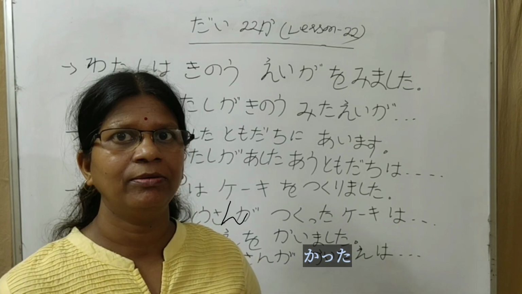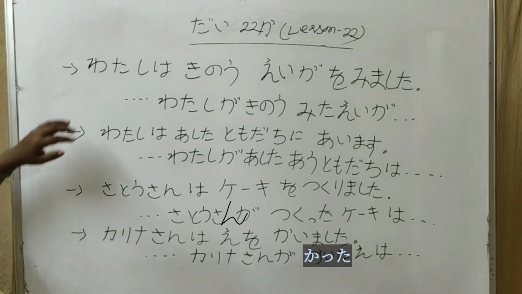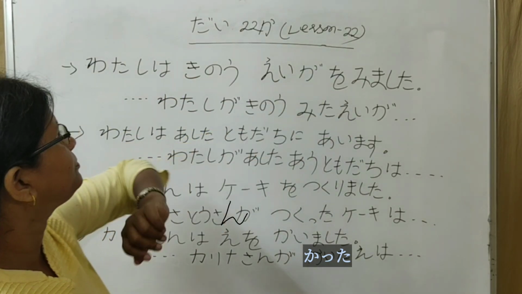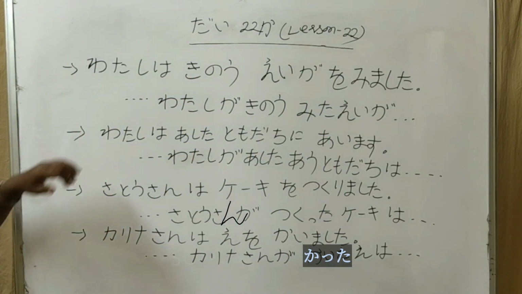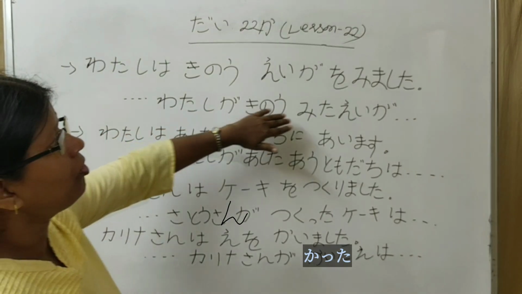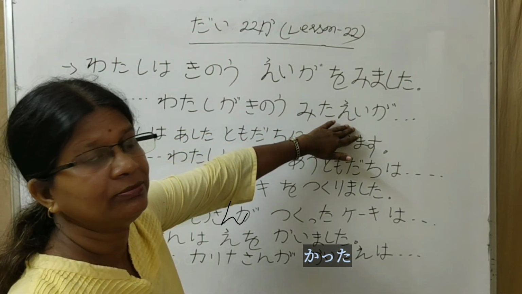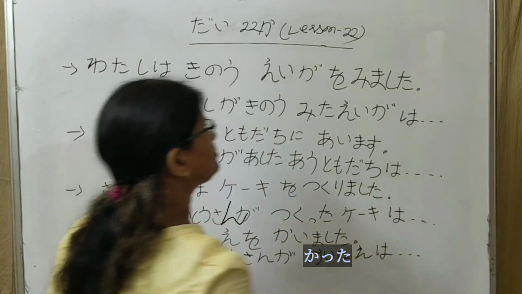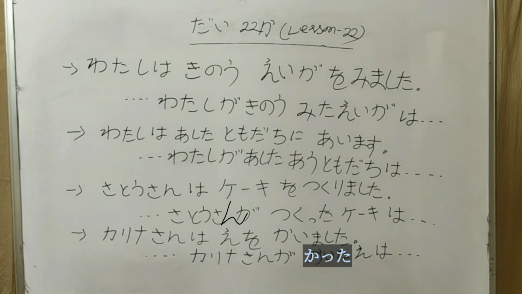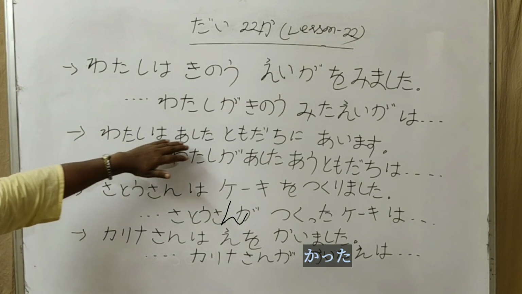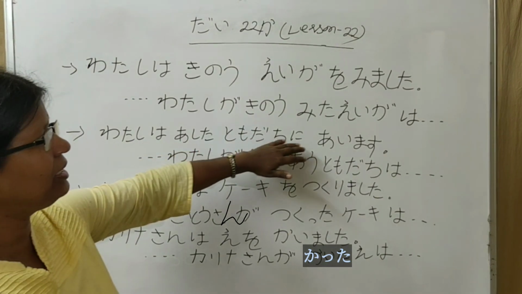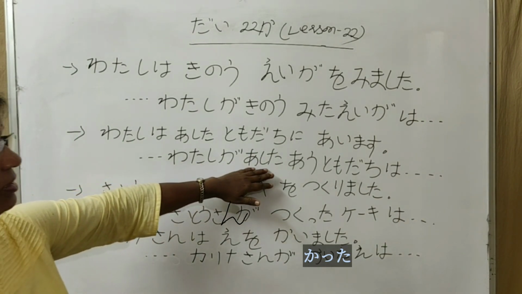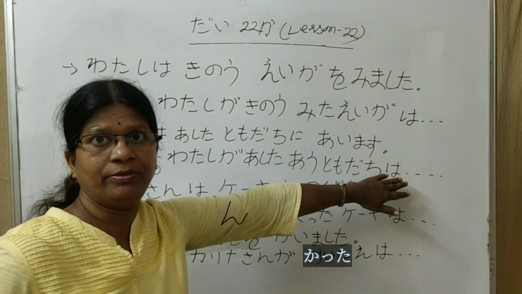Okay? Please look at it. Watashi wa kinou eiga o mimashita. Watashi ga kinou mita eiga. Eiga takes the wa particle here. Next, watashi wa ashita tomodachi ni aimasu. Watashi ga ashita au tomodachi wa.